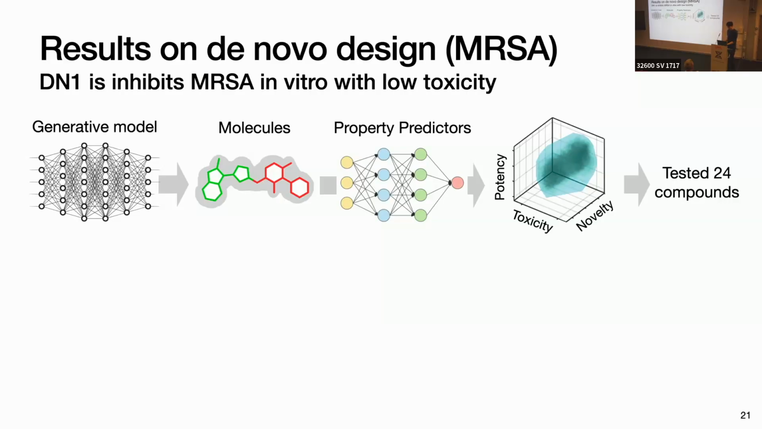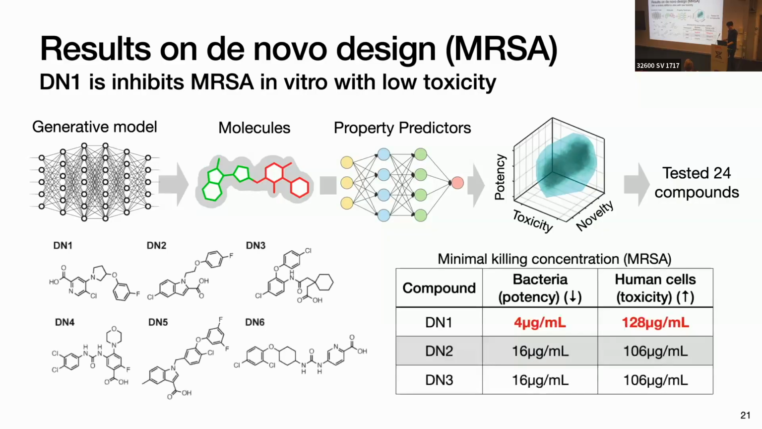So we just went for it, and we basically generated using this generative model. We didn't even try reinforcement learning here. We just generated about 100 million molecules, and we let the property predictor select the best ones. We selected about 24 compounds. We ordered them, synthesized them to test, and we found 6 of them actually had various degrees of activity.